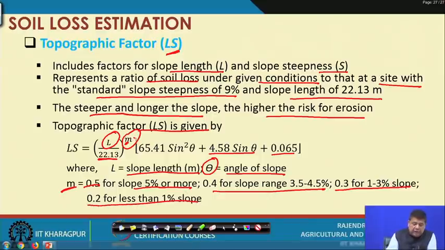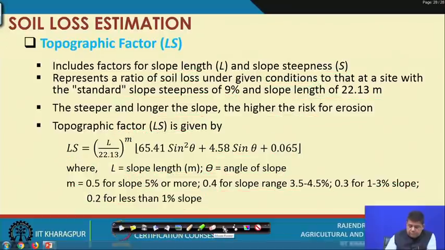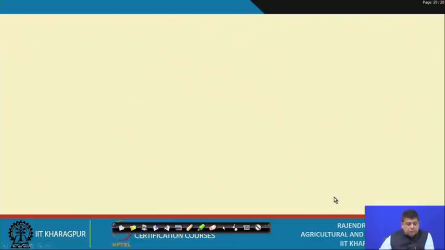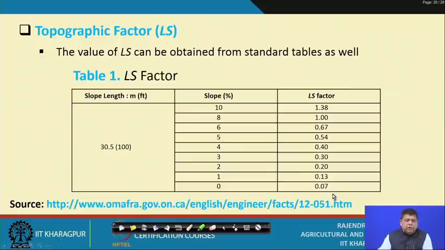So, as you can see, if m is more, this factor will be more, that means the soil loss will be more. So, if slope is less, then this value is less, if slope is more, this value is more, which is quite obvious. And topographic factor values can also be obtained from standard tables.